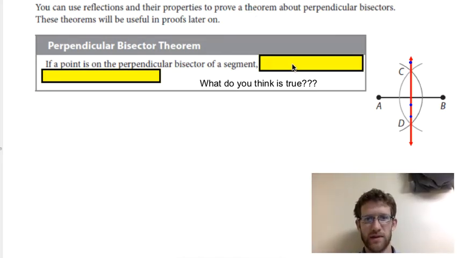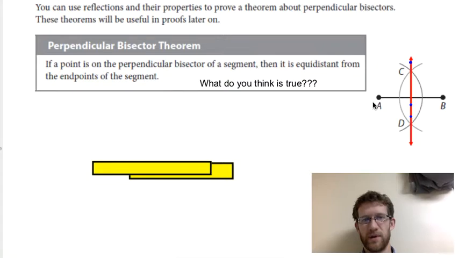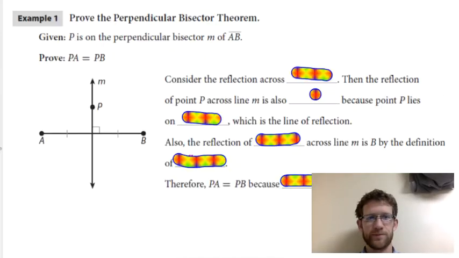Hopefully you came up with something along the lines of point A and point B, and it's equidistant from A and B, right? So as long as we are on that perpendicular bisector, we're going to be equidistant, right? So this segment here and this segment here are going to be congruent. Okay.